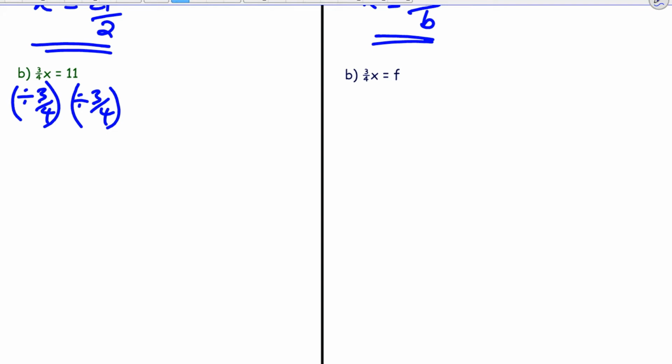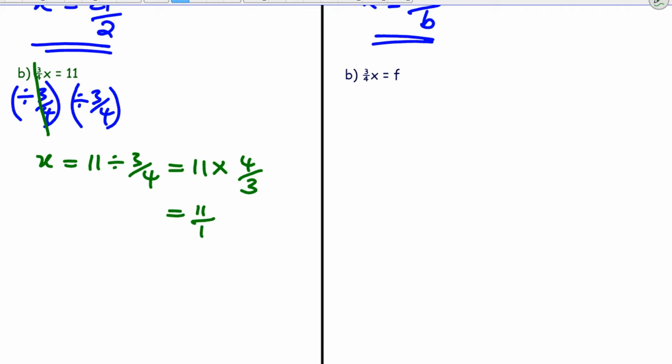Now, 3/4 divided by 3/4 will be 1. So we'll just end up with x is equal to 11 divided by 3 over 4, which is the same as 11 multiplied by 4 over 3. Now you can write this as 11 over 1 multiplied by 4 over 3, and then you just get your answer, which is 44 over 3. So that's the process of solving that equation.